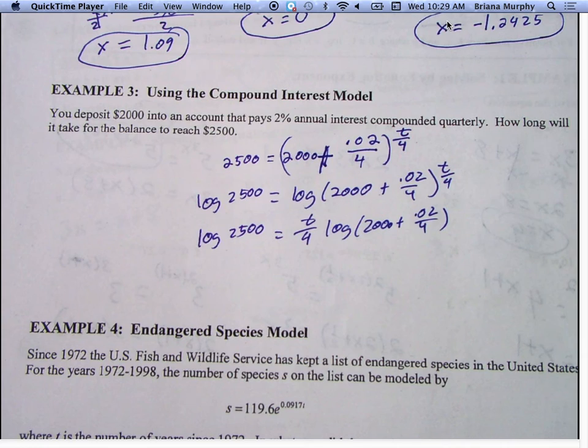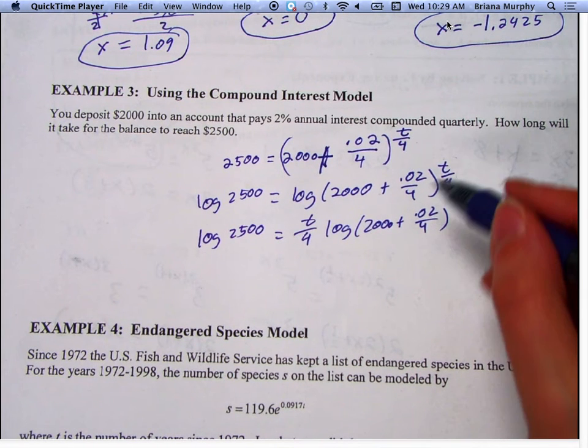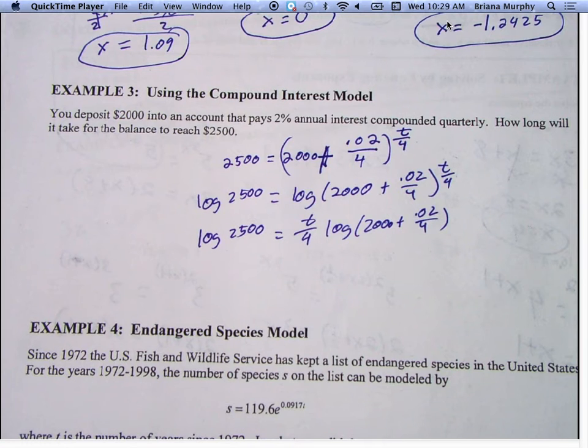We okay so far? So why did you put the t over 4 first? Because that's the power rule, right? This is an exponent up here. So when I take the log, I want to do that power rule and move it to the front. That's the whole point of doing the logs in the first place, because that's the only way to figure out what the exponent is, okay?